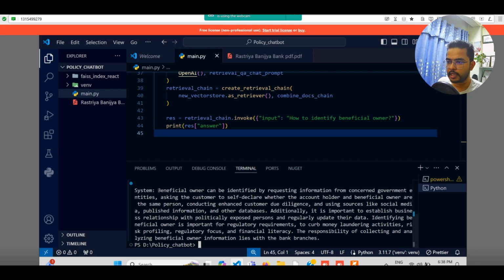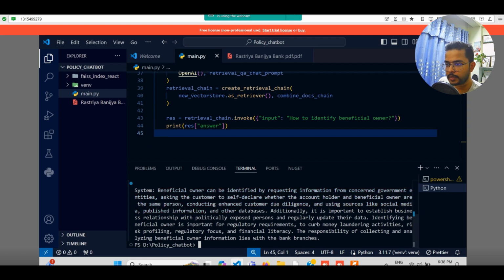It is saying that beneficial owner can be identified by requesting information from concerned government entities, asking the customer to self-declare whether the account holder and beneficial owner are the same person, conducting enhanced due diligence, and using sources like social media. Okay, right? So see, this is the answer based on what is included in that policy or procedure.